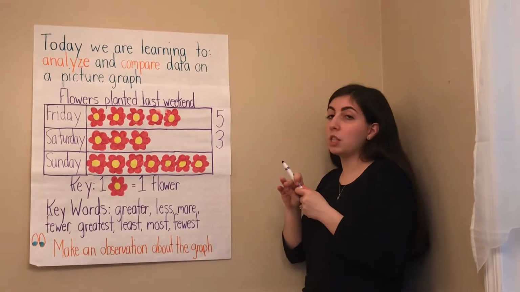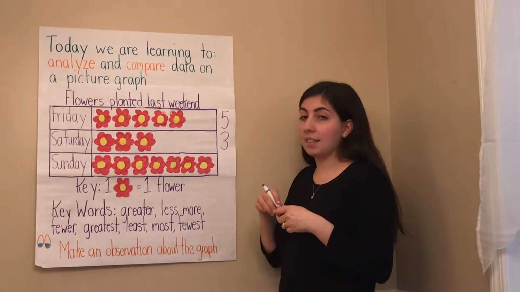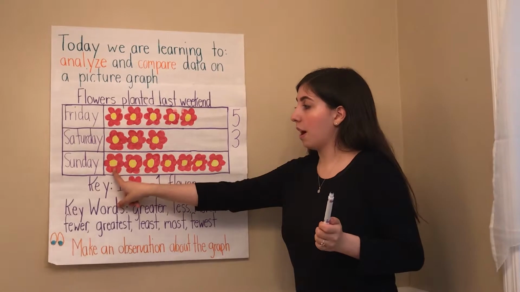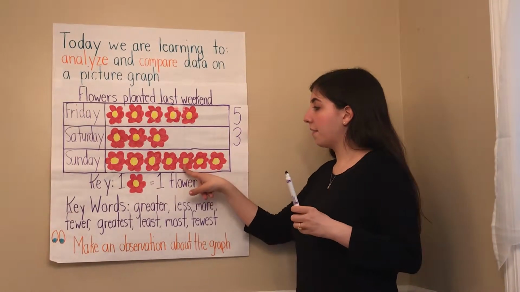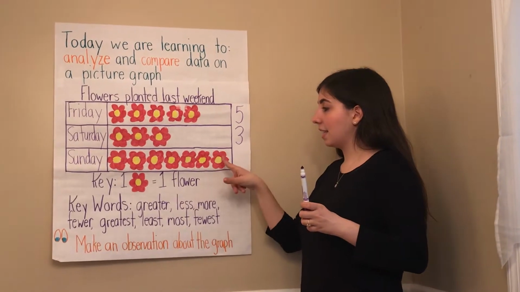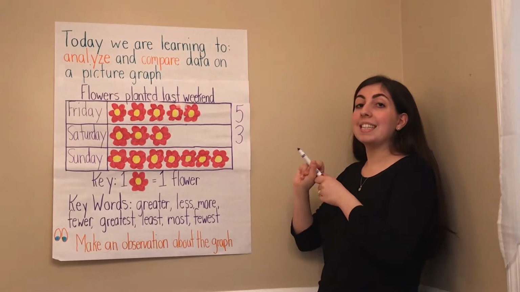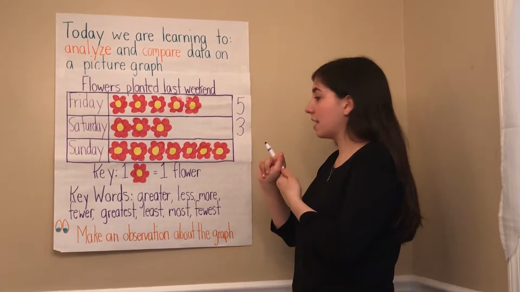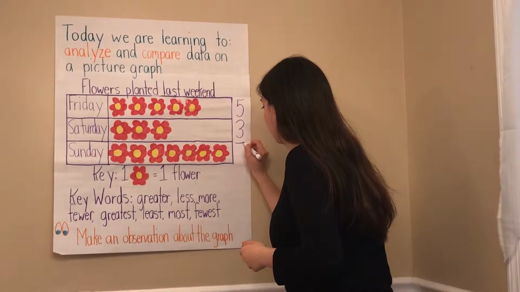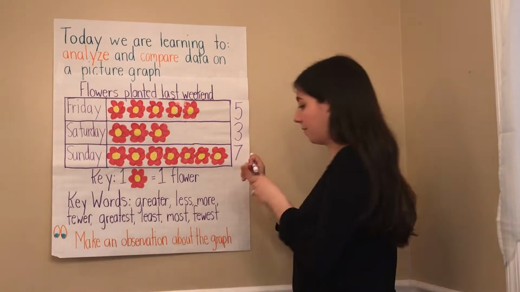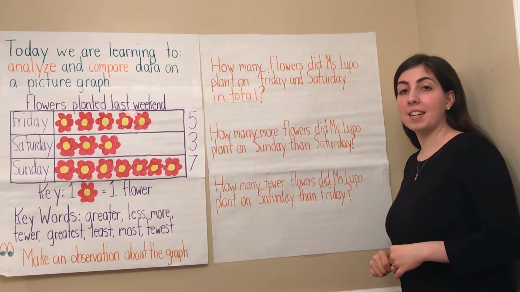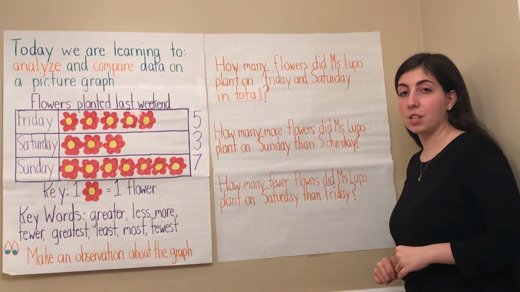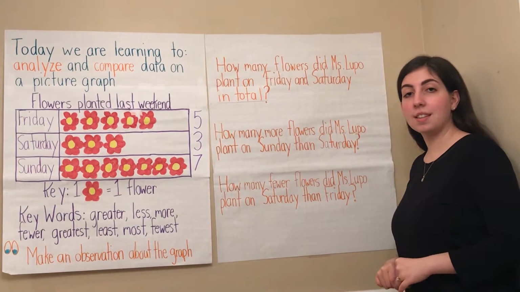How many flowers did Miss Lupo plant on Sunday? Let's count the pictures. 1, 2, 3, 4, 5, 6, 7. She planted 7 flowers on Sunday. Now we are going to learn how to answer questions using the pictograph and draw conclusions.